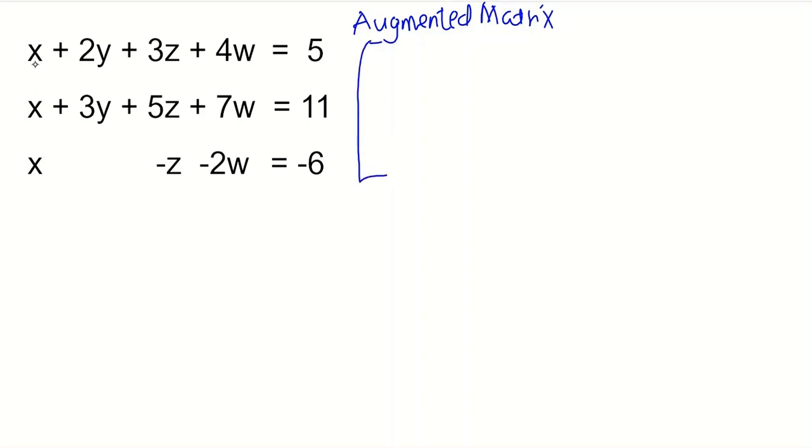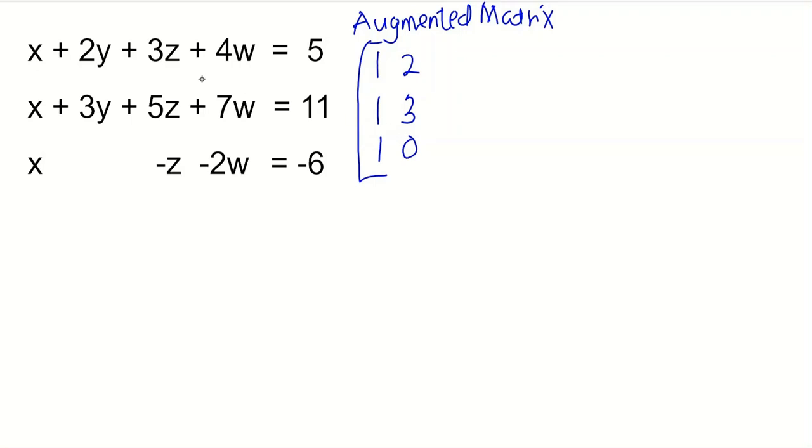You know the coefficient of x in the first equation is 1. The coefficient of x in the second equation is 1, and in the third equation it is also 1. We go to y: the first equation is 2, in the second equation it is 3, and in the third equation we can see there is no y, and so it goes to 0.